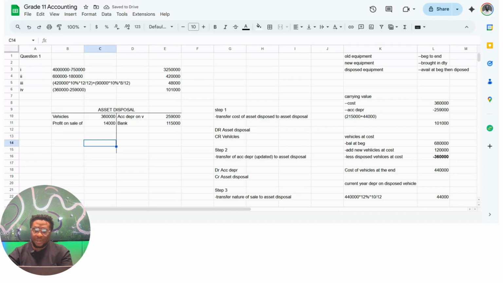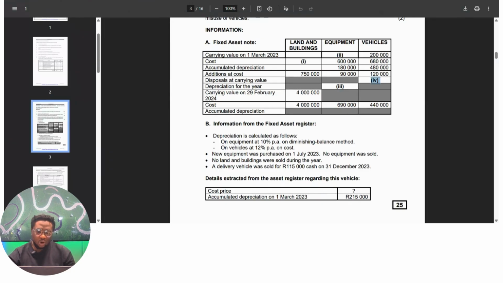Okay, and so pretty much then that needs to balance after we have done that. Let's see if it does. You're going to add up each of these sides. Side 1 is 360,000 plus 14,000, which is 374,000, and then the other side, we also have 374,000 as we add 259,000 plus 115,000. So that is what we basically just need to do as it relates to the asset disposal. All right, cool. So I hope that is clear.